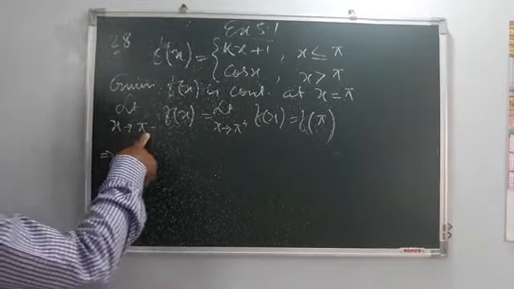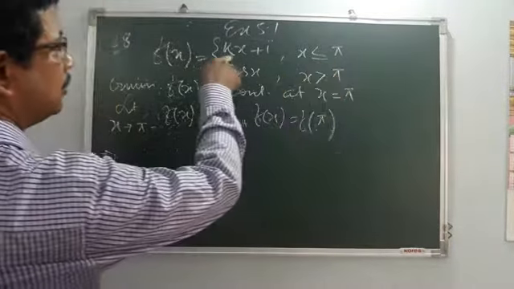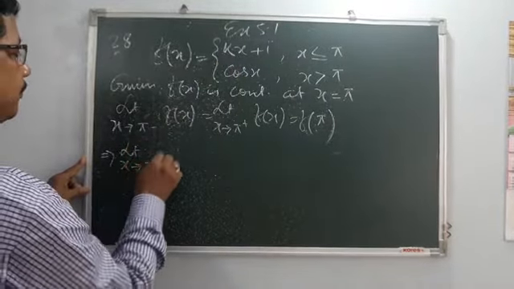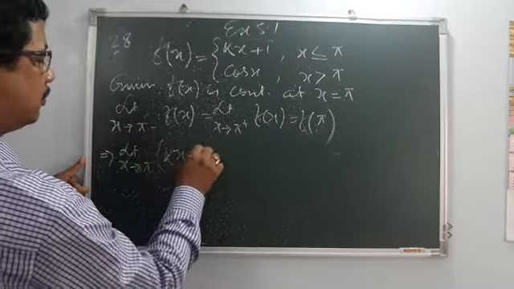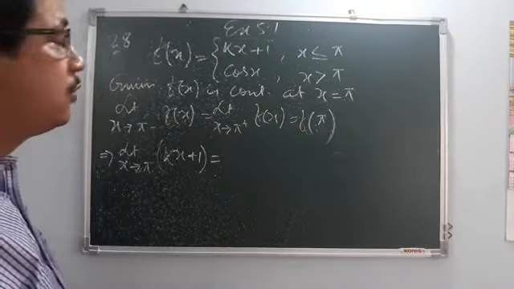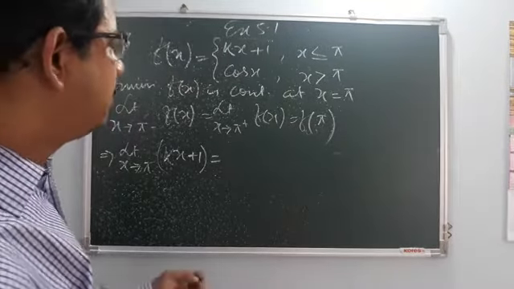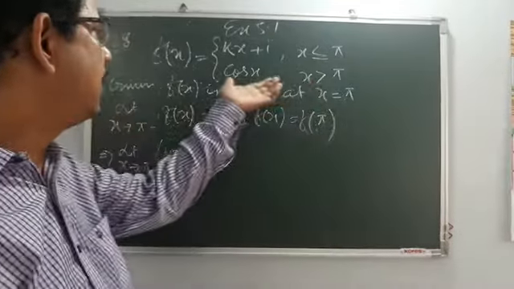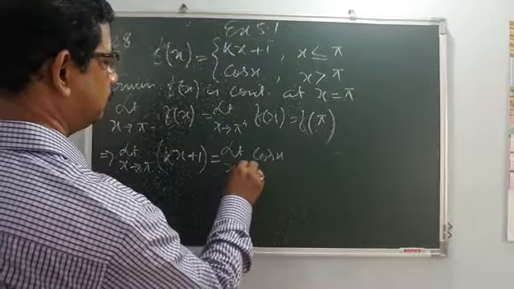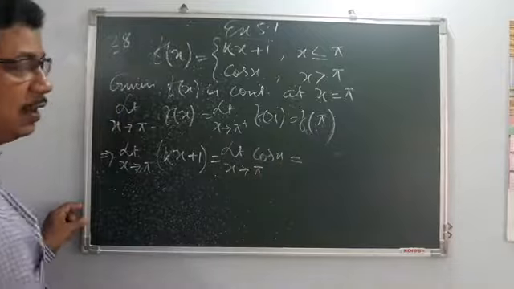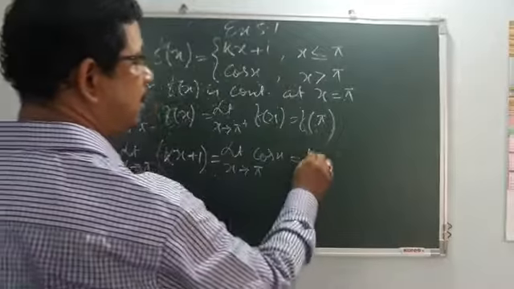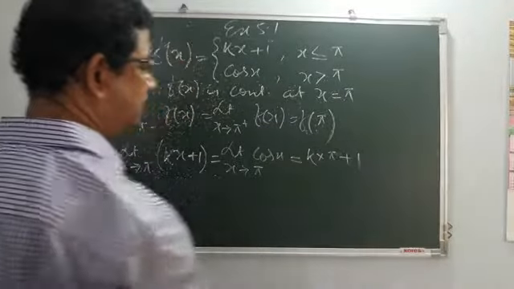x tends to pi minus, that is a little less than pi. Then f(x) is kx + 1, limit x tends to pi of kx + 1. Now the second one, limit x tends to pi plus. Pi plus means greater than pi. For greater than pi, our f(x) is cos x. So this is our RHL. What about f(pi)? Equal to pi is this, so it is k into pi + 1.